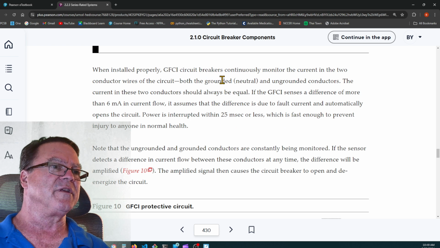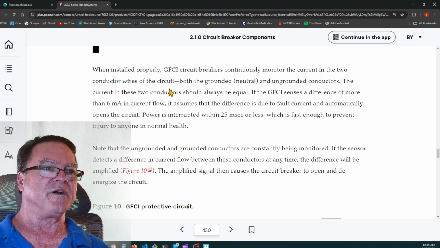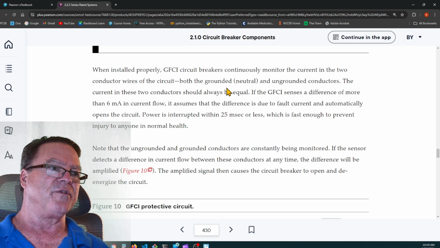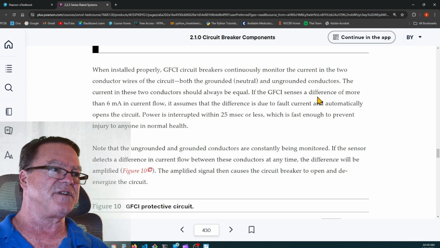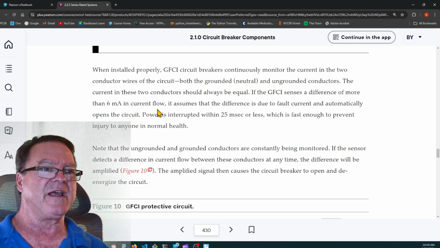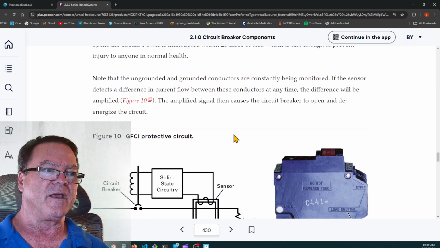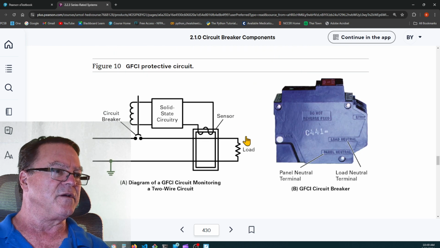When installed properly, GFCI circuit breakers continuously monitor the current in the two conductor wires of the circuit, both the grounded and the ungrounded conductor. The current in these two conductors should always be equal. If the GFCI senses a difference of more than 6 milliamps in current flow, it assumes that the difference is due to fault current and automatically opens the circuit. All right.